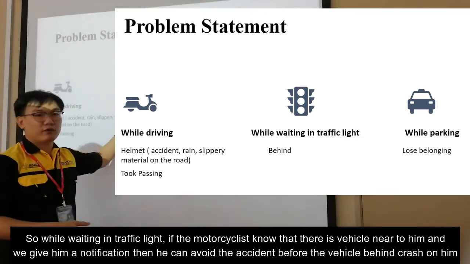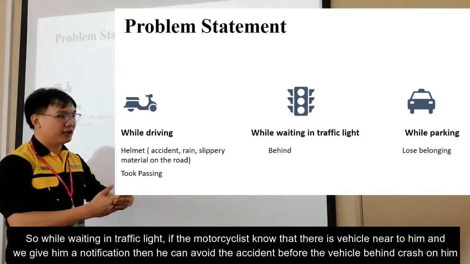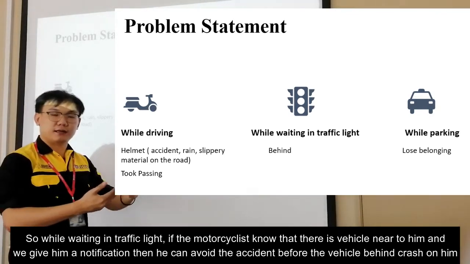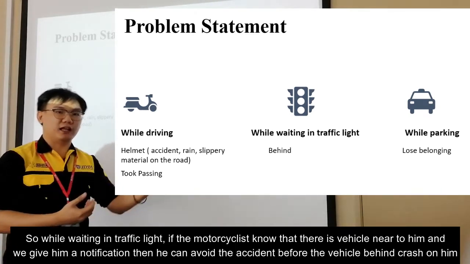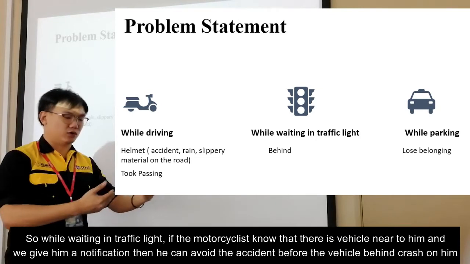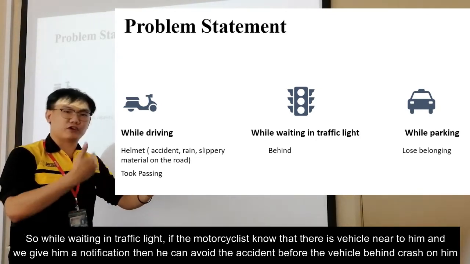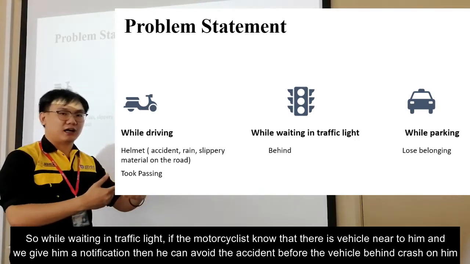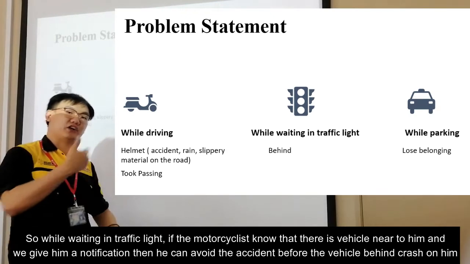So if, while waiting at the traffic light, the user knows that some vehicle is near to him, we give him an alert, so he will know that the vehicle is approaching too near and will crash into them. So the rider can take action before the vehicle behind crashes into him.